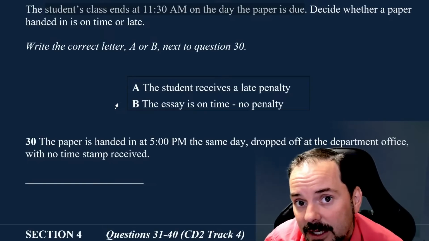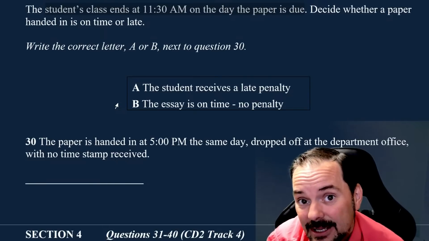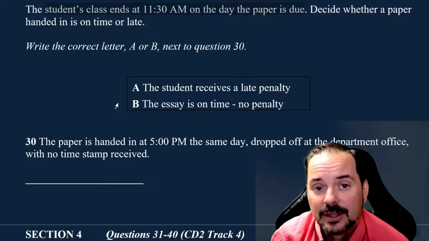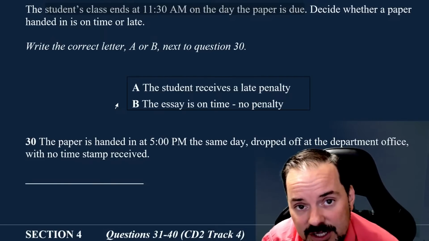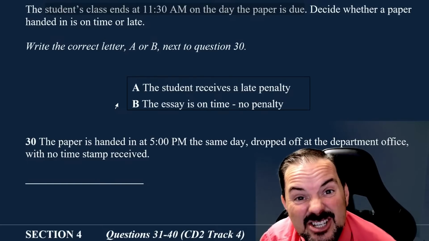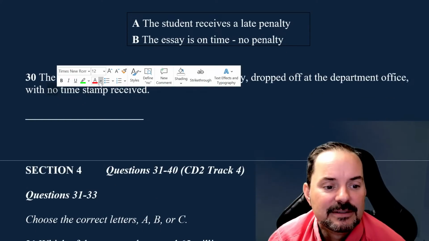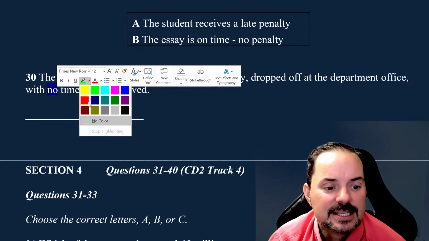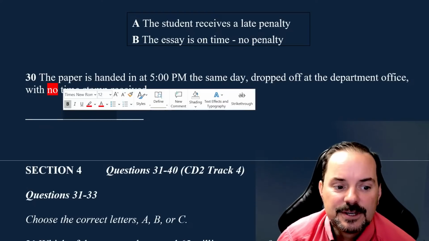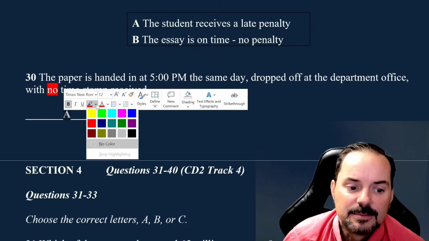They have no idea if you handed it in the same day or the next day in the morning if there's no timestamp. Okay? It's the timestamp that will tell the assistant or the professor that it was the day that it was due, or you took the extra night to finish the paper. And here, there is no timestamp. Be very, very careful when you see these kinds of negative words. Therefore, if there is no timestamp, the student will receive a late penalty.